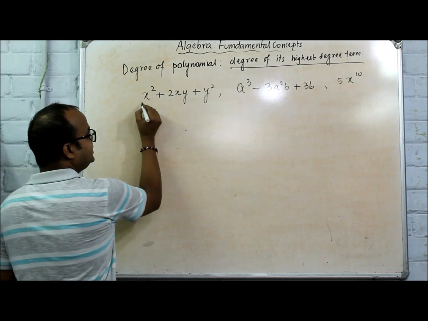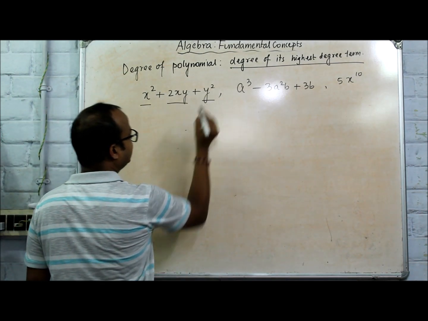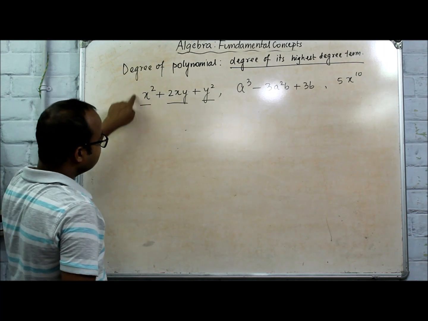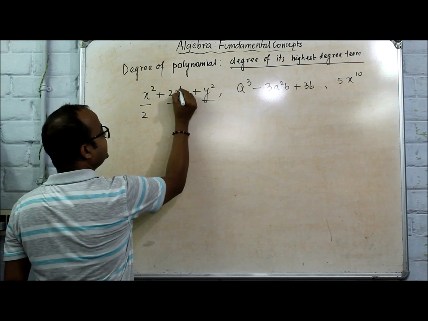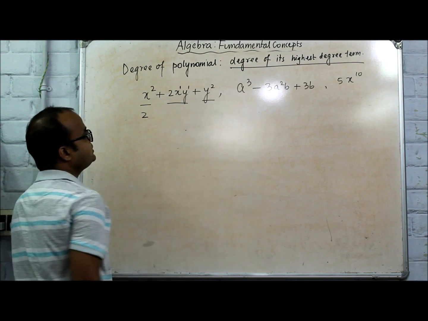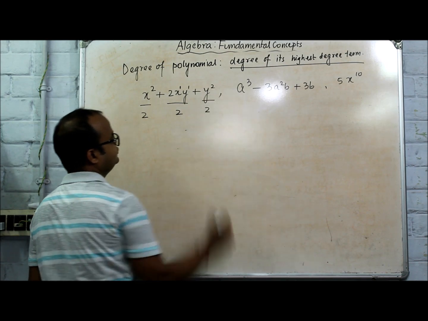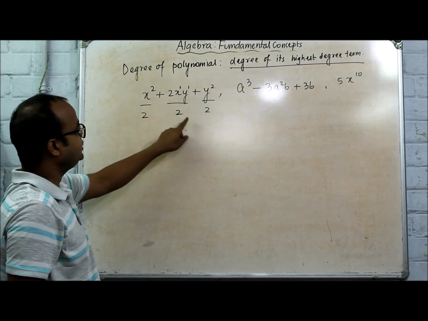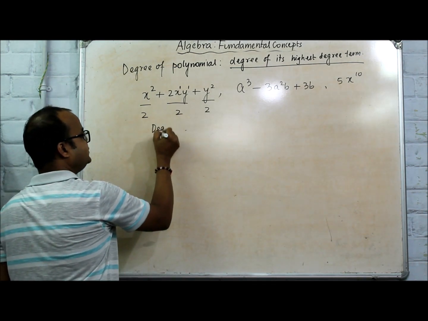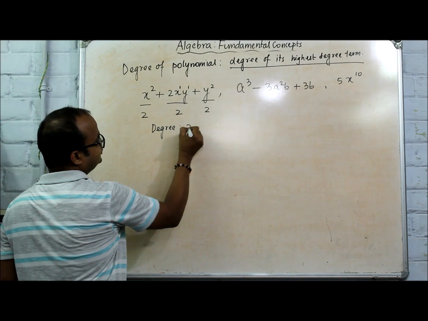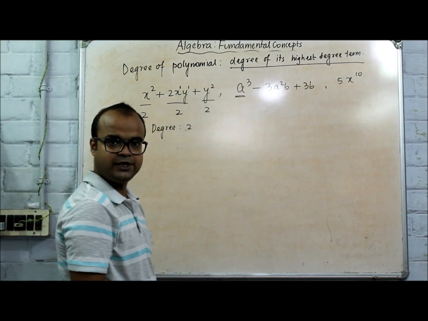Now there are three terms here, x square, 2xy, y square. This term degree is 2. This term degree is 1 plus 1, 2. This term degree is 2. So degree of this polynomial is 2.